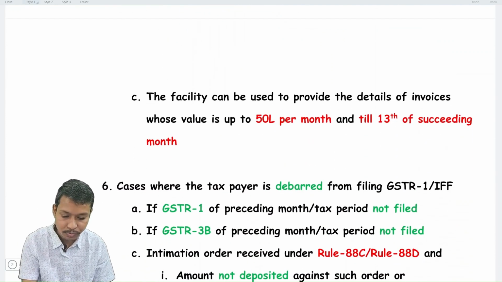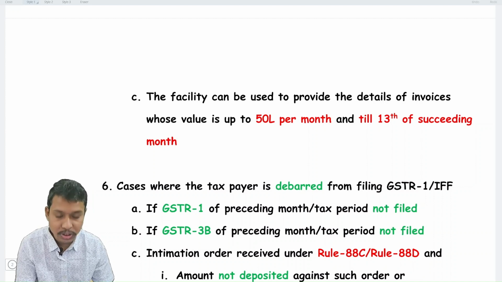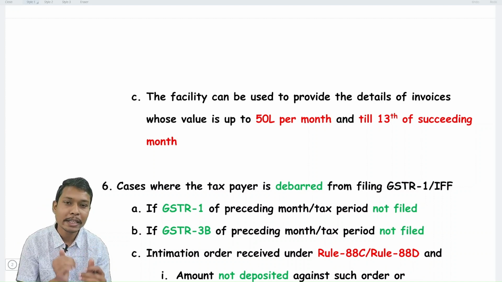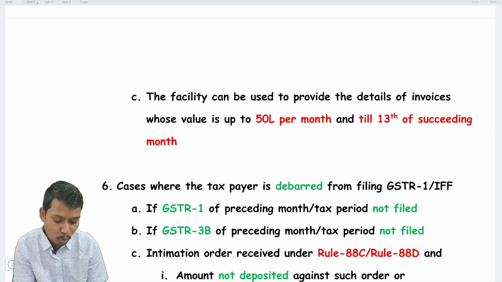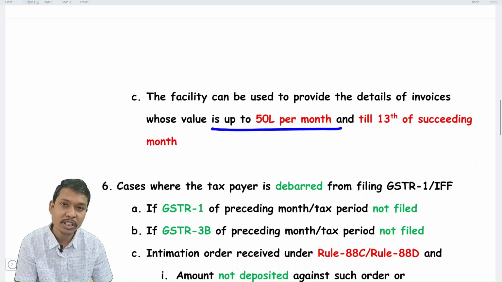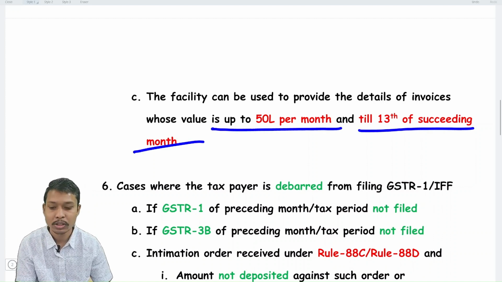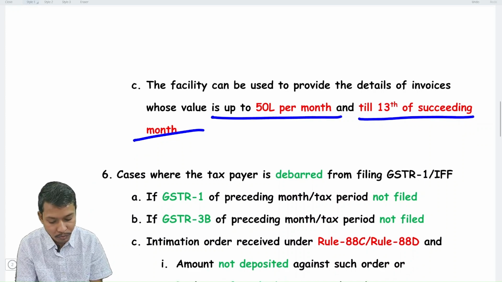And then comes the third feature of the IFF facility: the taxpayers who are filing GSTR-1 under the QRMP scheme can use this facility to provide the invoice-wise details up to an amount of rupees 50 lakhs per month till the 13th of the succeeding month. So these are the features of the IFF facility.